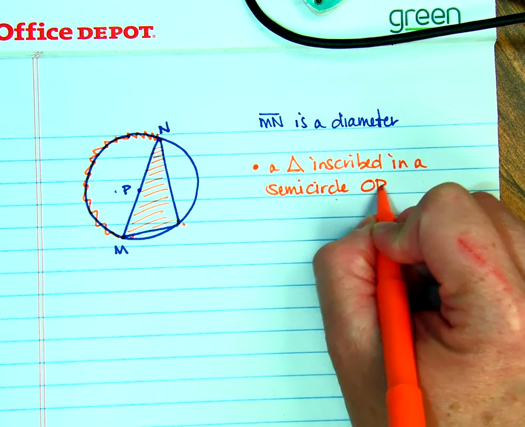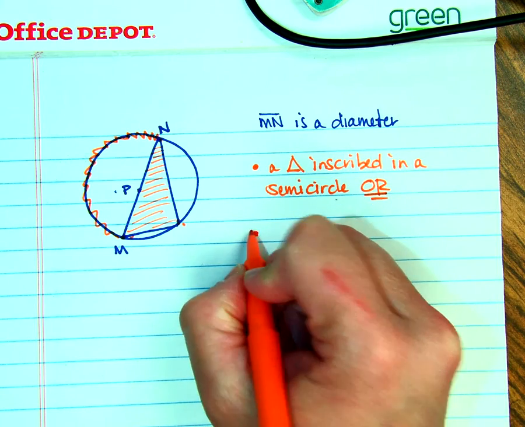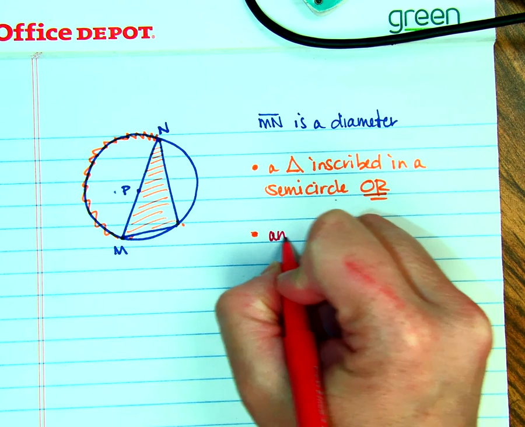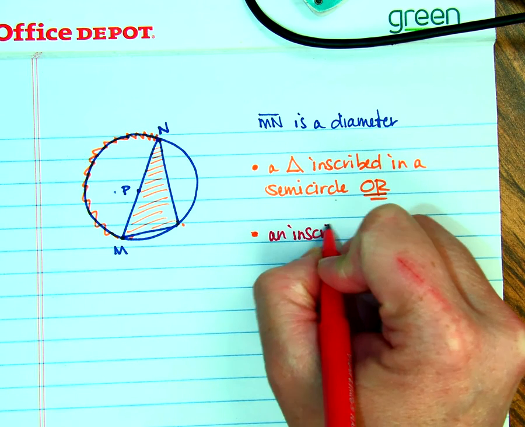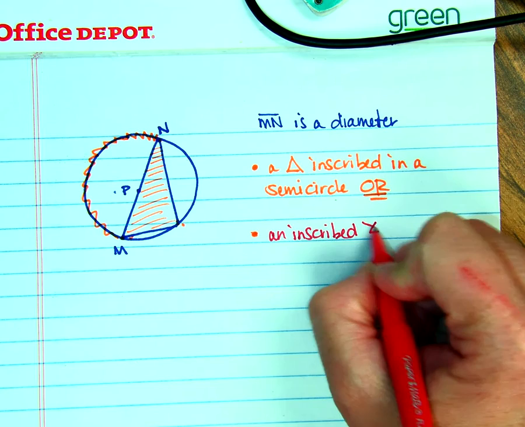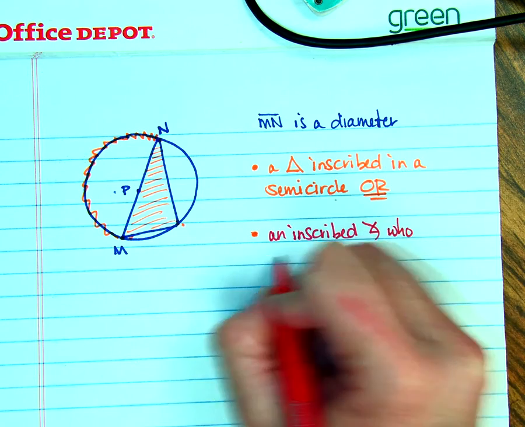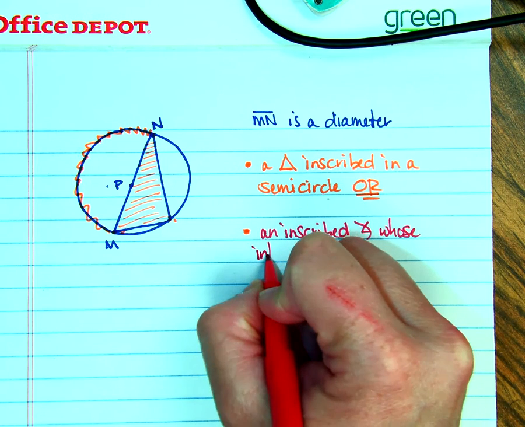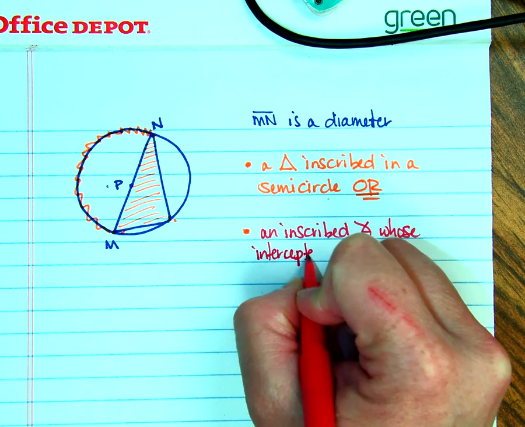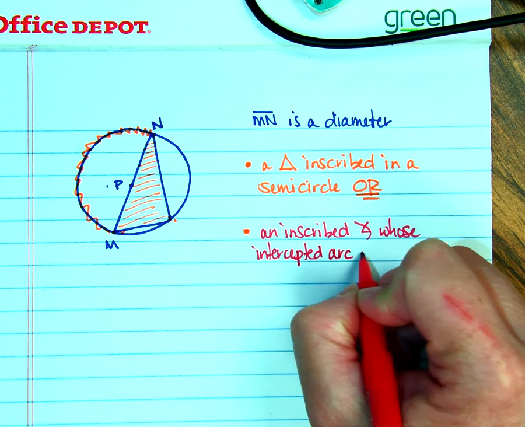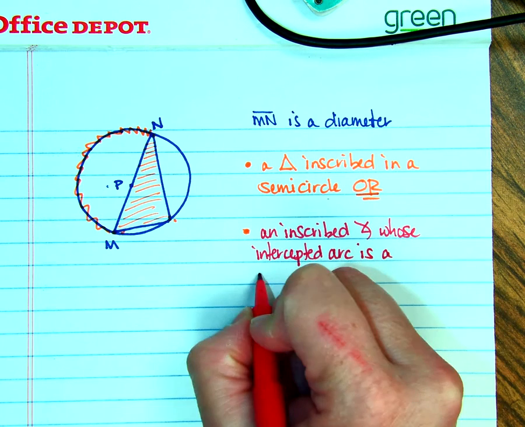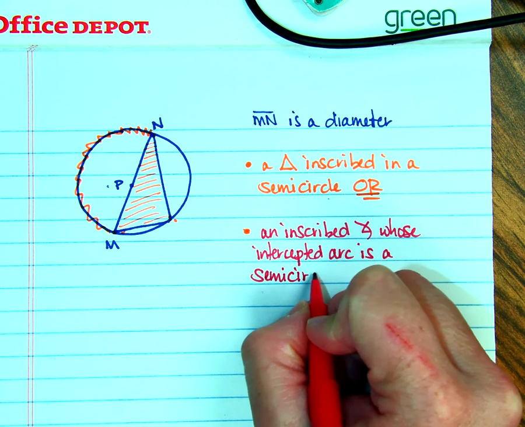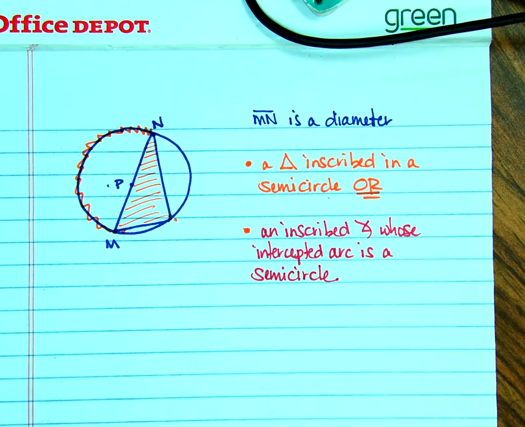or you could look at it as an inscribed angle whose intercepted arc is a semicircle. Either way, it's going to give you the same result.